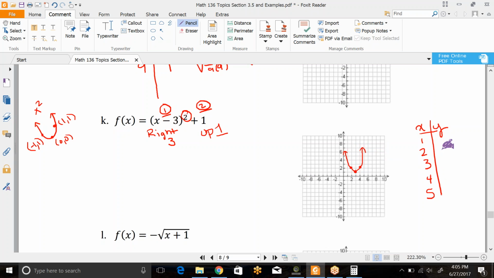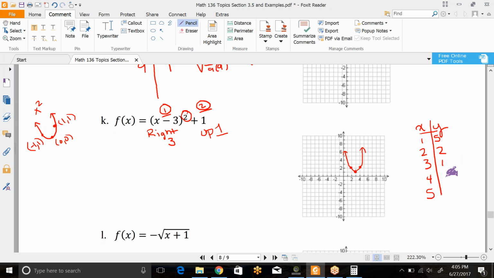When you plug those in, I'm not going to show all my work, but 1 minus 3 is negative 2. Negative 2 squared is 4. 4 plus 1 is 5. 2 minus 3 is negative 1. Negative 1 squared is 1, plus 1 is 2. Notice that's this point right here, so that's matching up. 3 minus 3 is 0. 0 squared is 0, plus 1 is 1. There's that point, 3, 1.